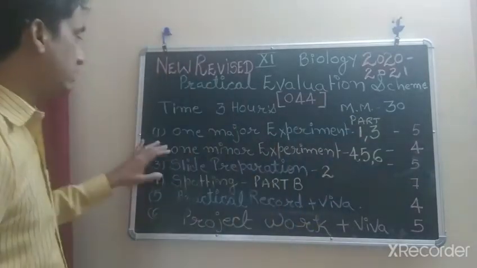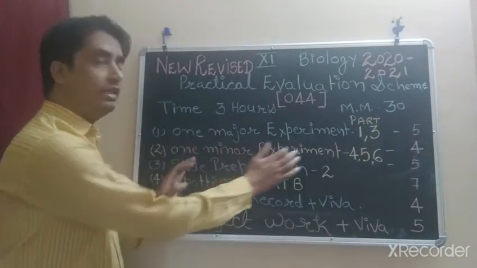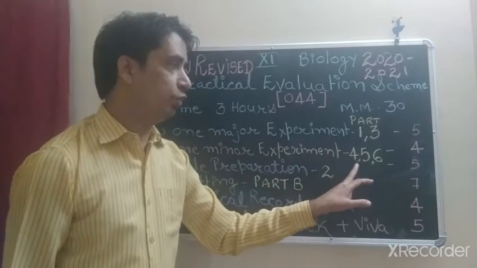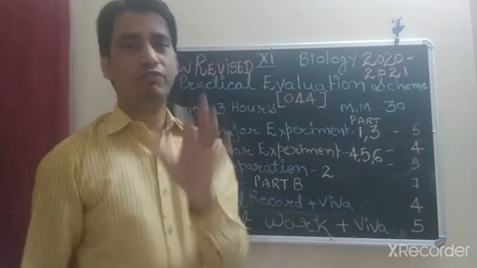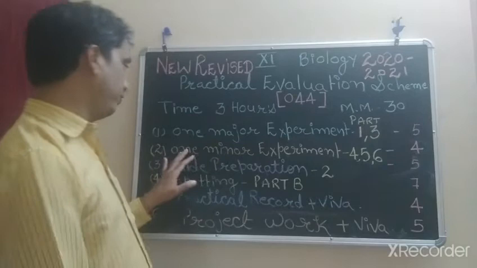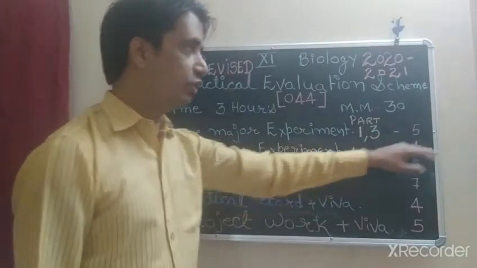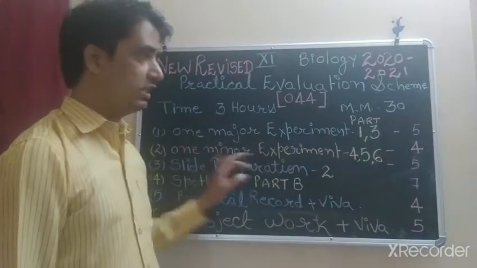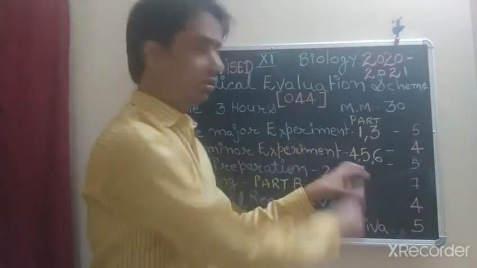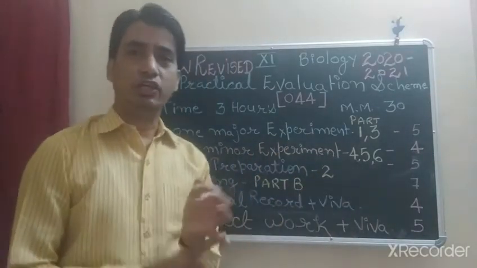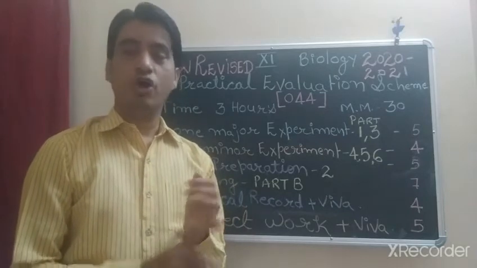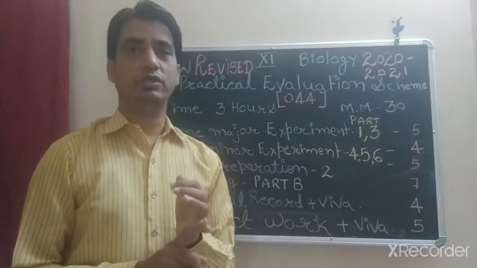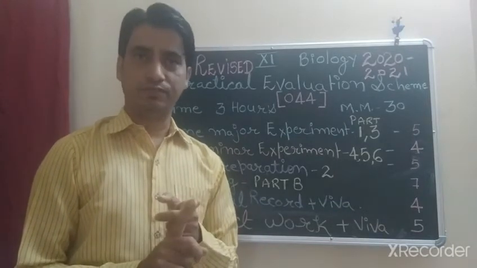Okay. Then the second practical is the one minor experiment, and from Part A, experiment numbers 4, 5 and 6 are the minor experiments. Marks allotted for this experiment are 4 marks. Experiment number 4 is to study the rate of respiration in floral buds, or the rate of respiration in germinating seeds. Out of these two, students have to perform any one experiment.